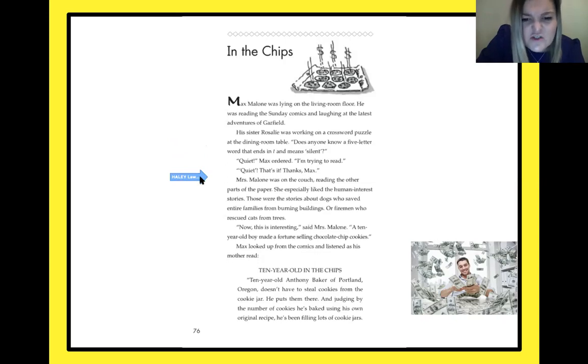Now this is interesting, said Mrs. Malone. A 10-year-old boy made a fortune selling chocolate chip cookies. Max looked up from the comics and listened as his mother read. 10-year-old in the chips. 10-year-old Anthony Baker of Portland, Oregon doesn't have to steal cookies from the cookie jar. He puts them there. And judging by the number of cookies he's baked using his own original recipe, he's been filling lots of cookie jars.